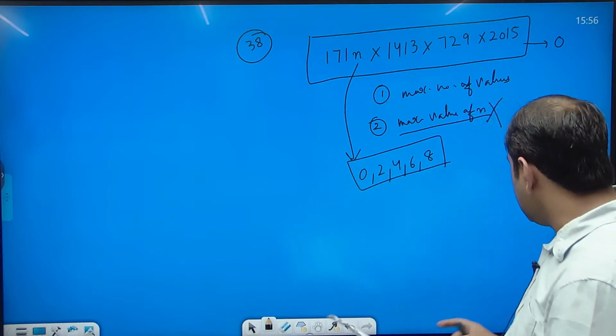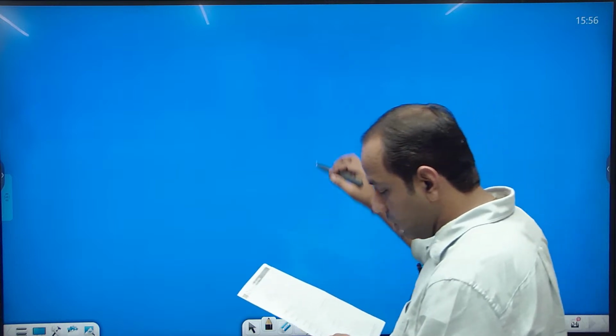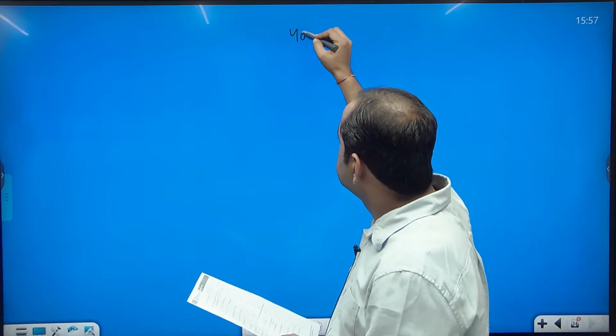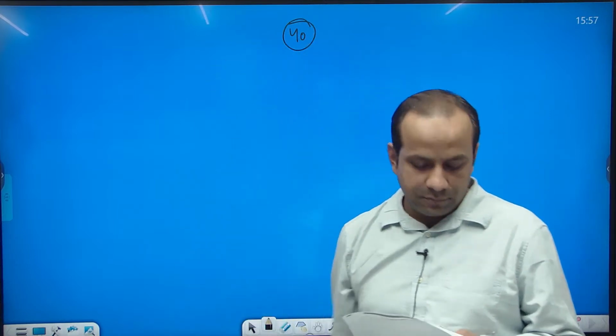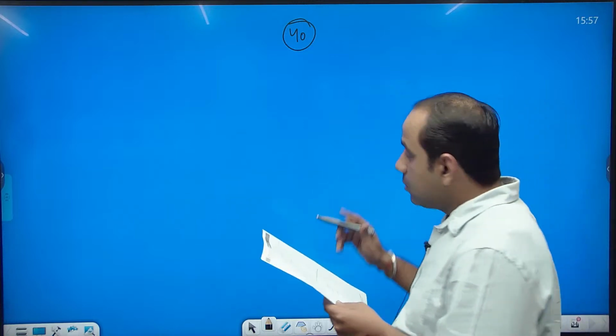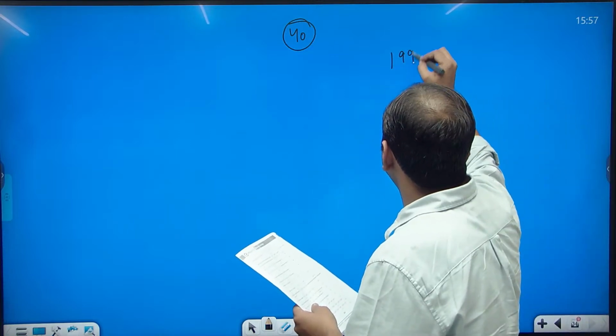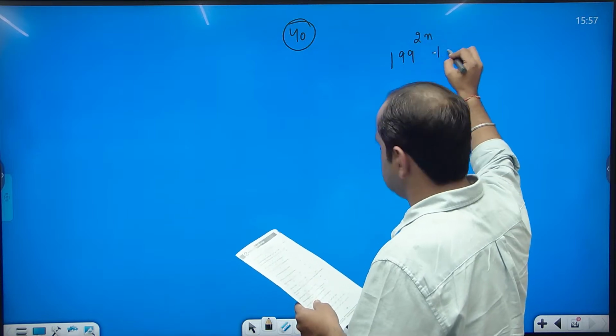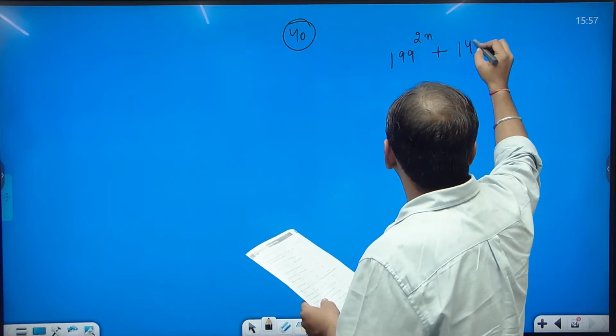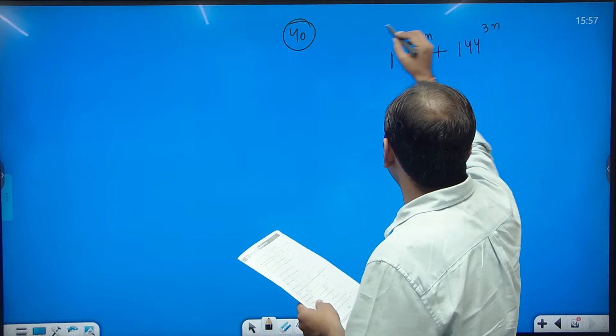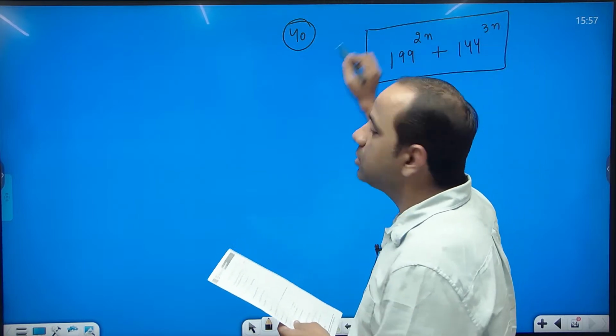Okay, question number 40. This is again a wonderful question. Question number 40 is 199 raised to the power 2n plus 144 raised to the power 3n. We need to find the unit digit.